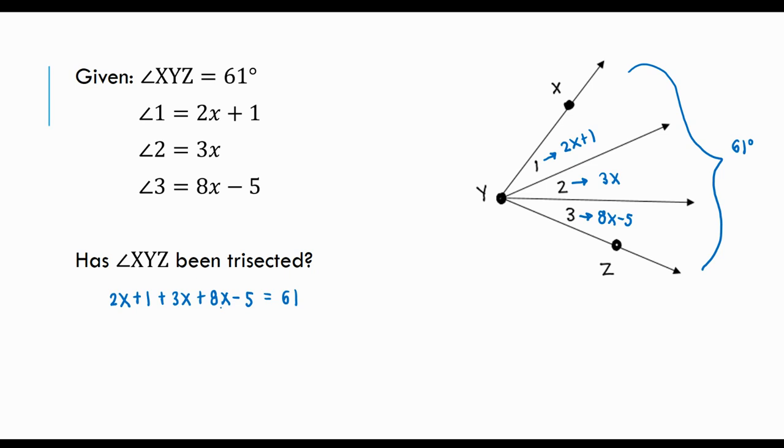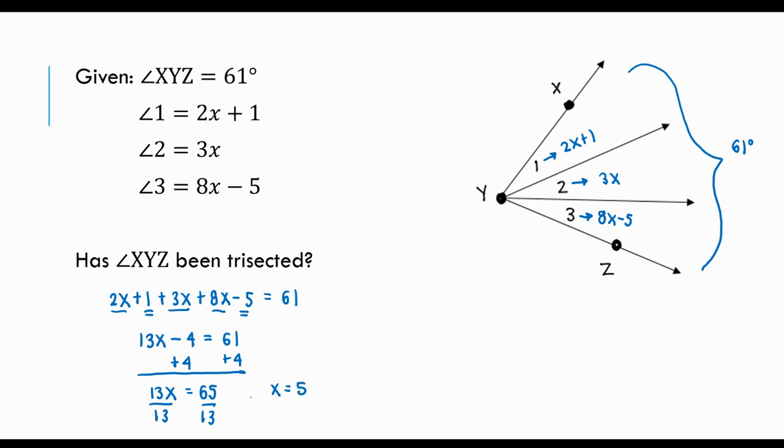So now I want to start combining like terms so I can solve for x. 2x, 3x, and 8x. Well, 2 and 3 is 5, 5 and 8 is 13. So we'll have 13x. Notice that we've got a couple of numbers on the same side. 1 minus 5 is negative 4. This still equals 61. Got to start solving for x, so I'm going to add the 4 over to the other side. 13x now equals 65. I'm going to divide both sides by 13, and this is going to get me a value of x to be 5.